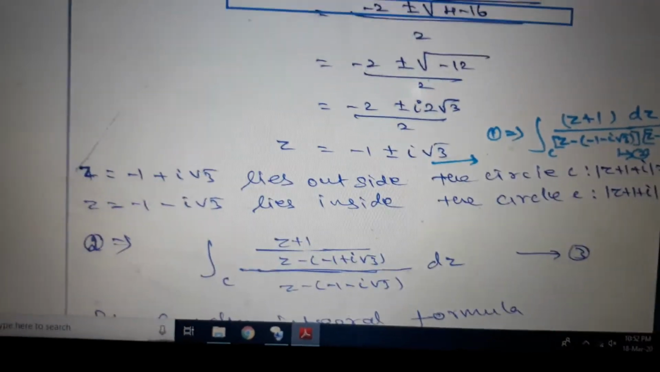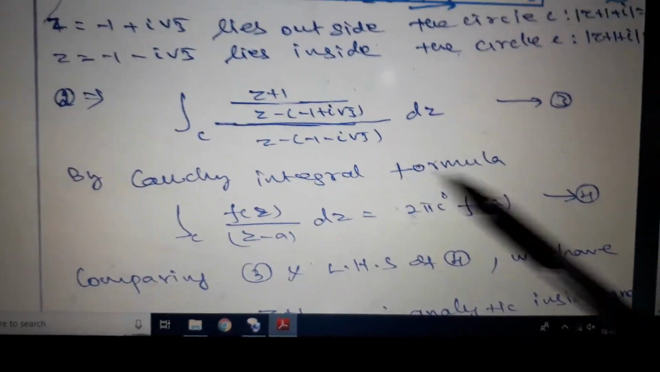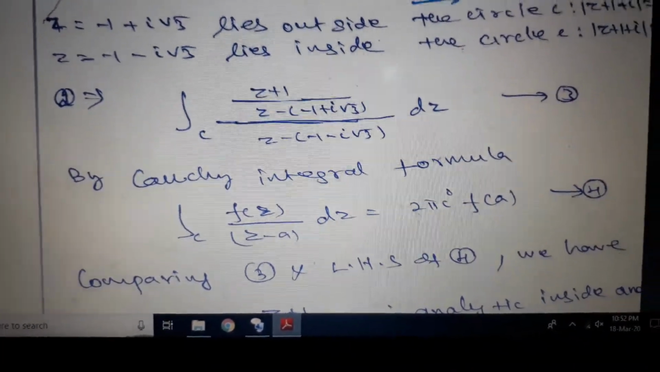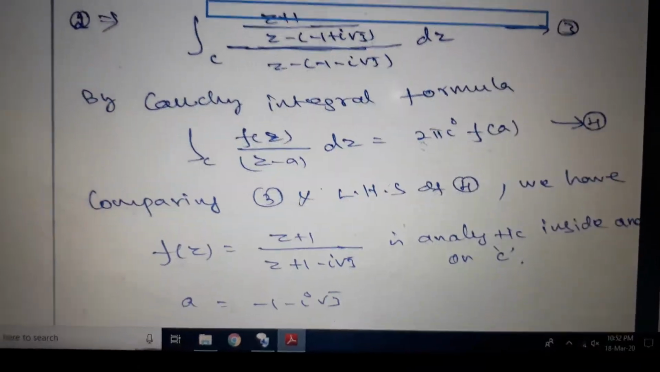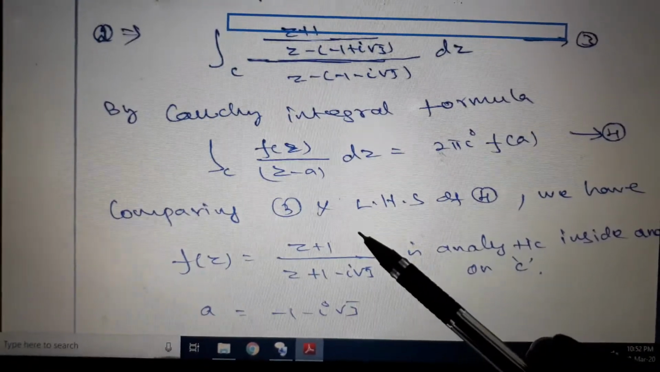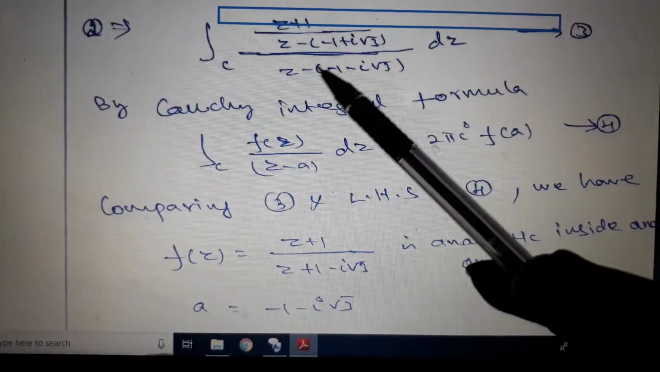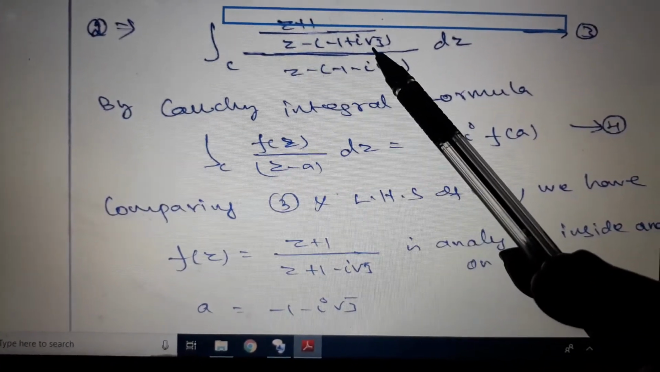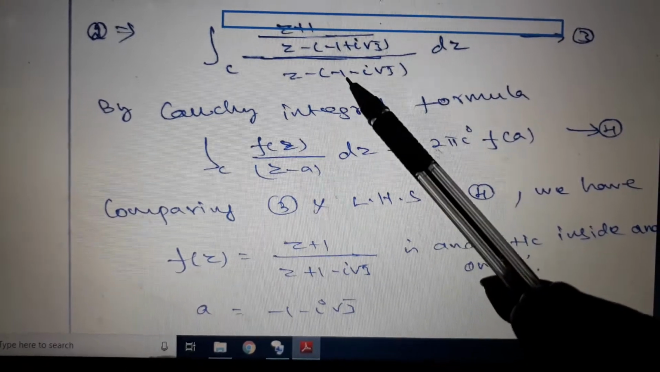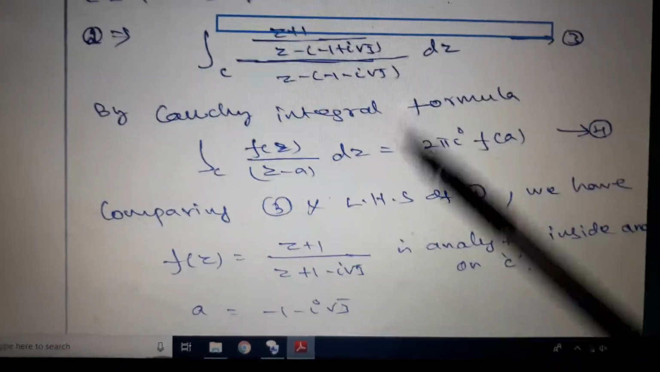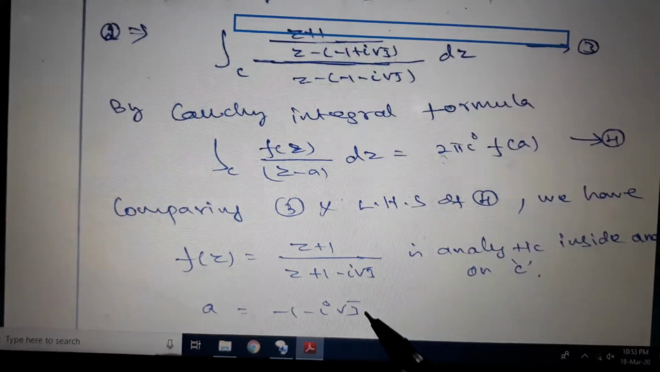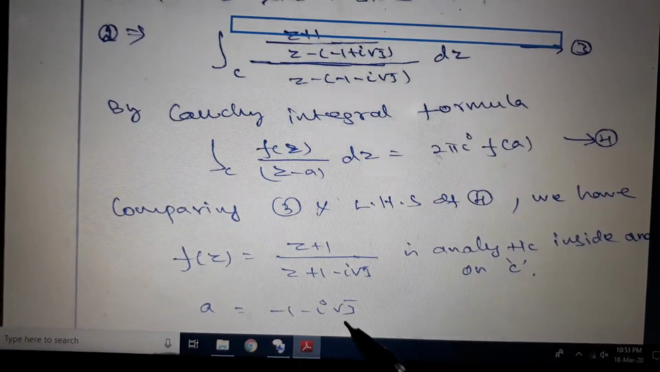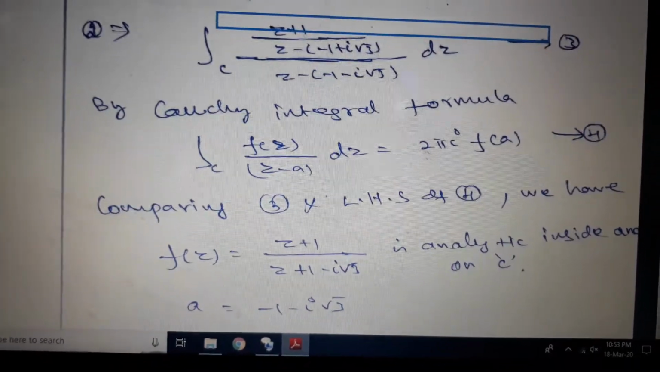So now write the formula, the simpler formula: integral of f of z by z minus a dz equal to 2 pi i into f of a. Now compare 3 and LHS of 4. I will get f of z equal to (z plus 1) by (z plus 1 minus i root 3), and the a value is minus 1 minus i root 3. Now I have to verify a lies inside and f of z is analytic. Clearly a lies inside, so already verified.